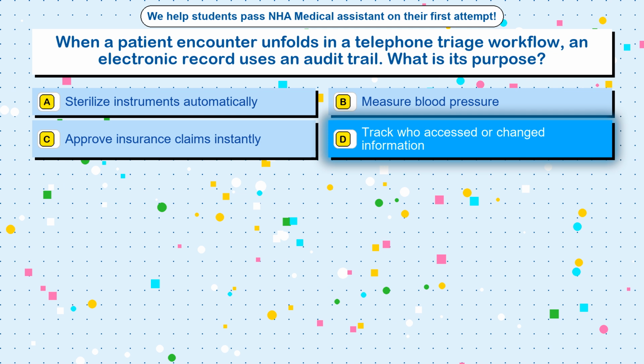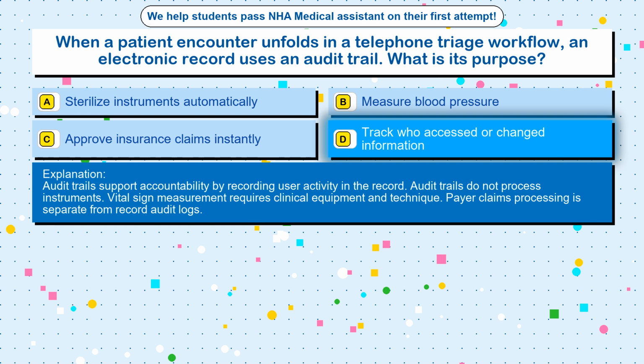Track who accessed or changed information. Audit trails support accountability by recording user activity in the record. Audit trails do not process instruments. Vital sign measurement requires clinical equipment and technique. Payer claims processing is separate from record audit logs.